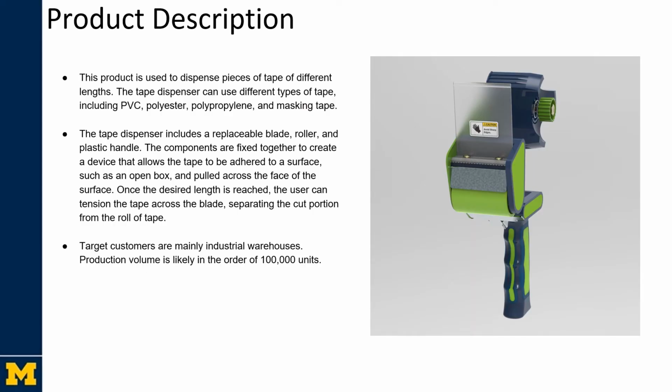So the product we'll look at is a handheld tape dispenser that's used to dispense various types of tapes at different lengths. It's composed of a replaceable blade, a roller, and a plastic handle along with other components that we'll talk about later. The components are fixed together to create a device that can allow a worker to adhere the tape to a surface, such as sealing up a box. Once the tape is at the desired length, the user can apply tension and push down on the tape with the blade to cut the tape.